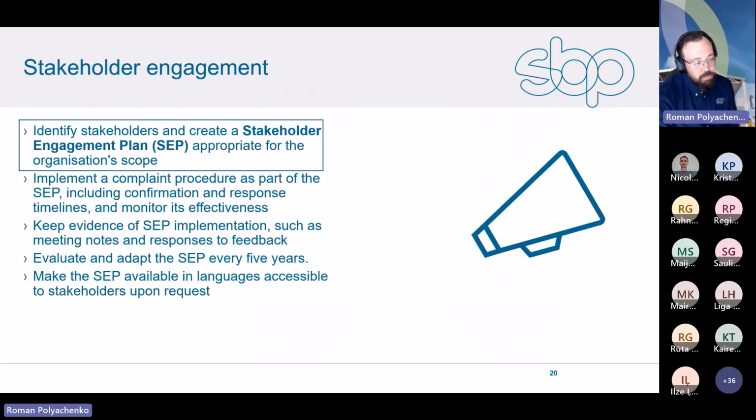So also biomass producers without SBE, or a trader in a harbor, or even a trader without physical possession would need to have some kind of stakeholder engagement plan. The complaint procedure is part of this plan and is conventional practice for our organizations to implement certification. This area is new, so we will probably learn from practicing this.